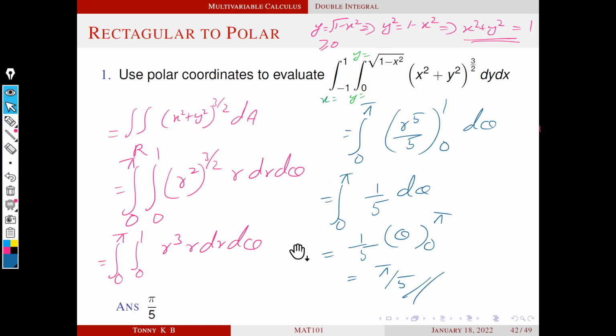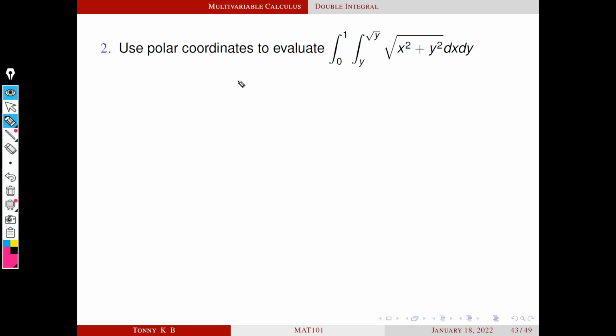Yes, pi by 5. Okay, second problem. Use polar coordinates to evaluate this integral. The direct evaluation is complicated, so it is better to convert everything in terms of polar coordinates. So how do we convert to polar coordinates? First we have to find the region of integration.